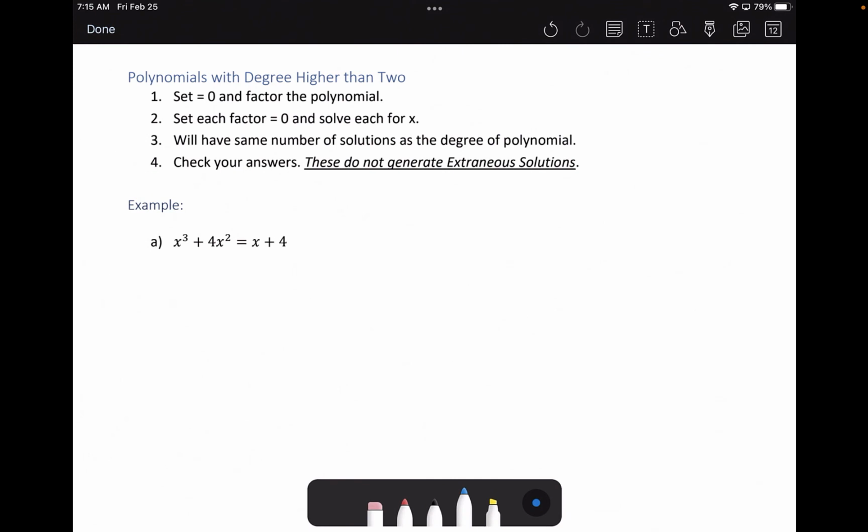Polynomials with degree higher than 2. 1. Set the equation equal to 0 and factor the polynomial. 2. Set each factor equal to 0 and solve each for x. 3. Notice you'll have the same number of solutions as the degree of the polynomial. Step 4 is to check your answer, but these will not generate extraneous solutions. It's just a good idea to check.